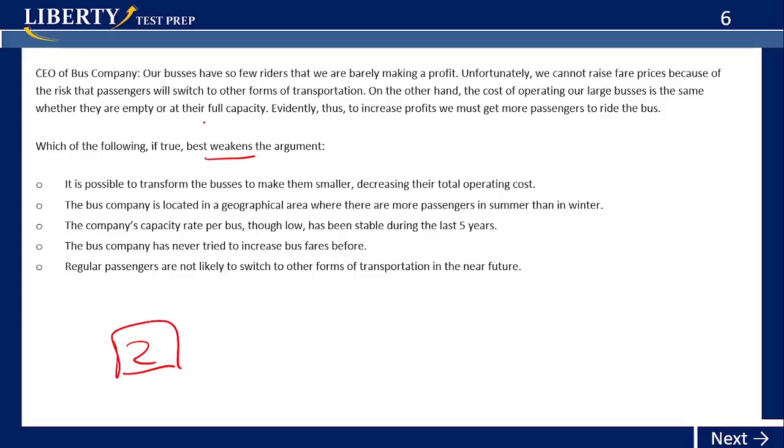And so that last sentence here, evidently, thus, evidently is like it is clear, right? So that's a main conclusion. That's his opinion, that they must get more passengers in the buses to increase profits. Now, I want you to focus on this word, must.